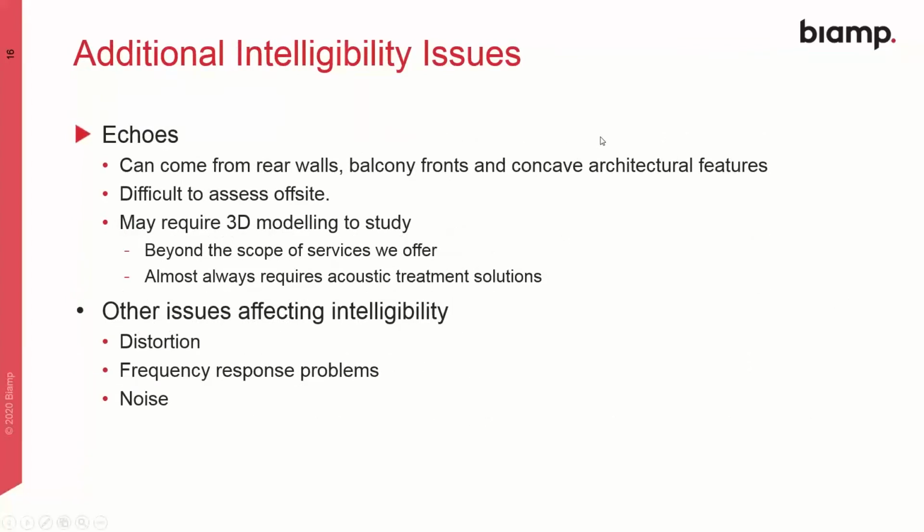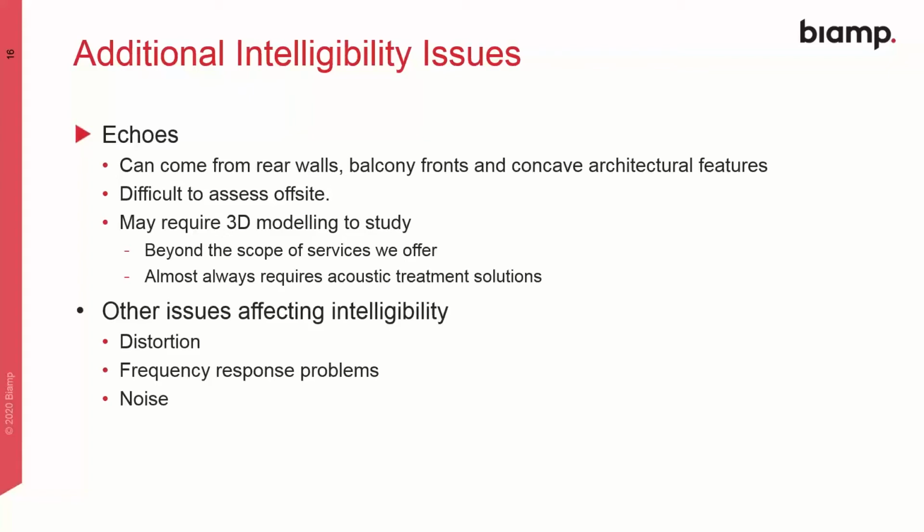Additional intelligibility issues: echoes. And by that, I differentiate echoes from reverberation. Reverberation is the general sound bouncing around. Echoes are specific repeats of the sound. Sometimes they arrive close enough in time to the original that they're difficult to hear as an echo unless you cup your hands around your ears and turn toward the surface that's reflecting. But echoes can come from rear walls, from balcony fronts, concave architectural features. These can be difficult to assess off-site. Actually, they can be difficult to assess on-site as well.